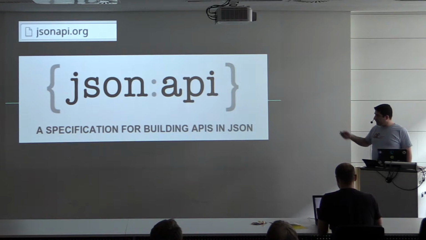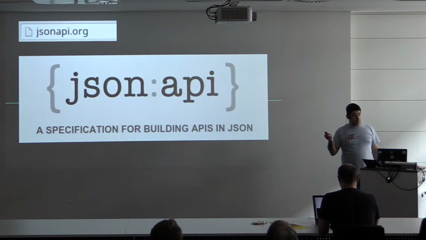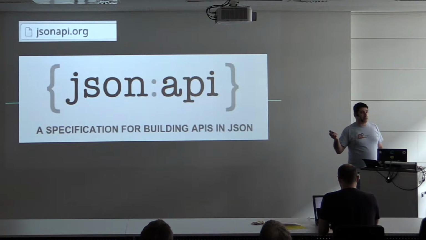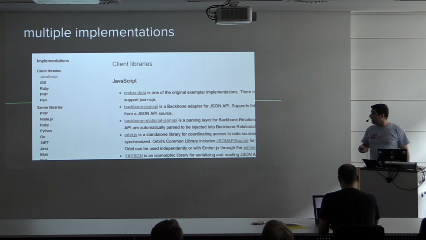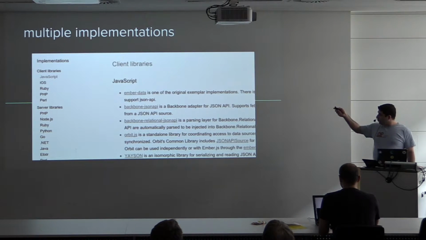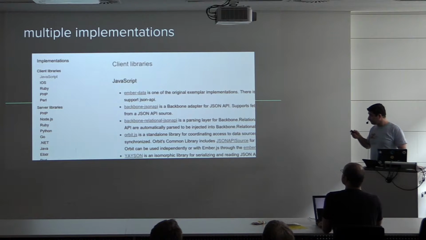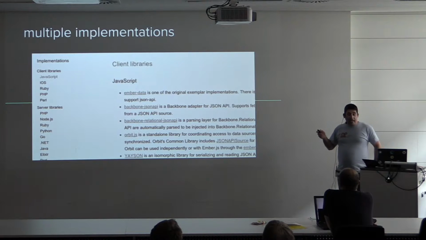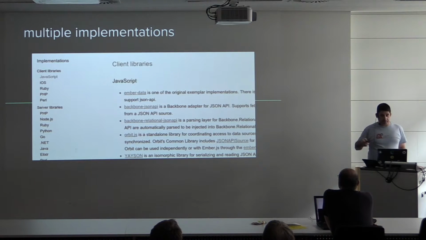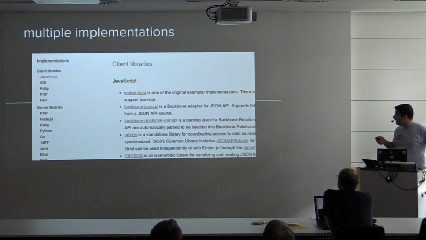The list of implementations is one of the bonuses. JSON API is new, but it already has a lot of implementations in many good languages, and PHP. We didn't have an implementation in Perl, so forget the line there that says Perl.